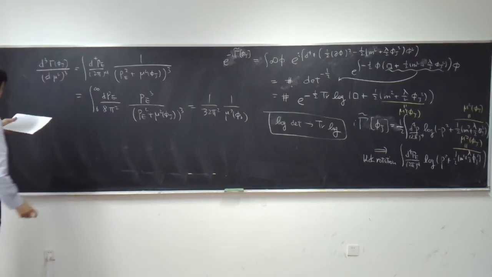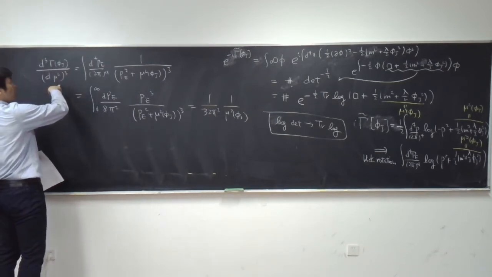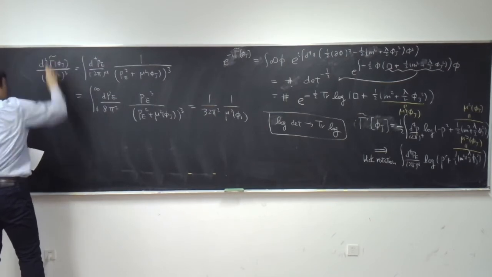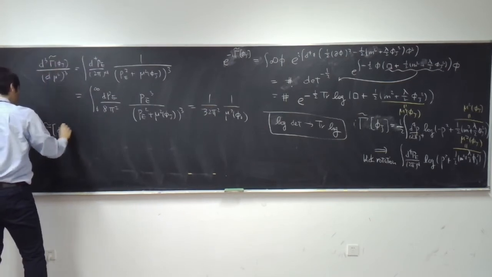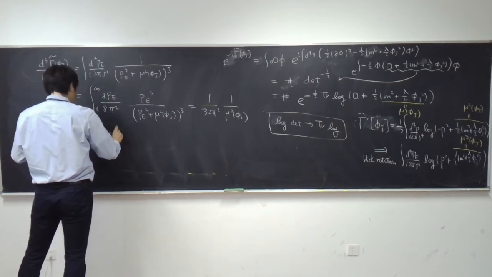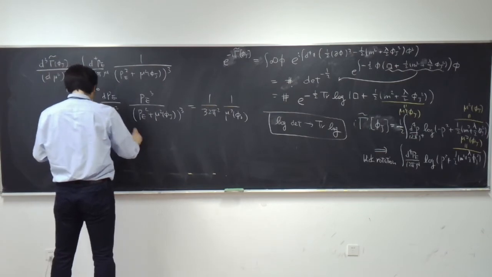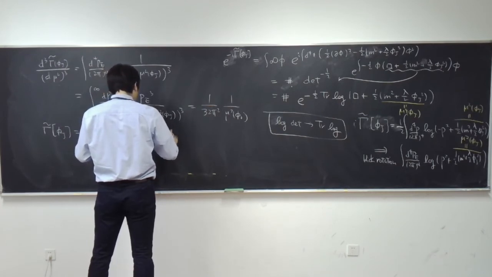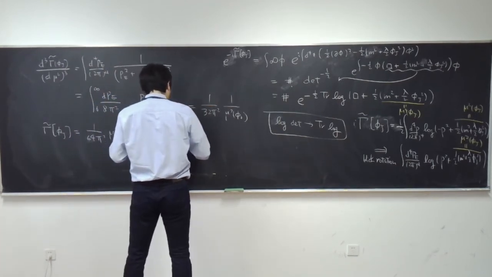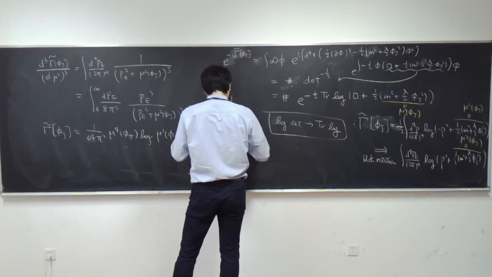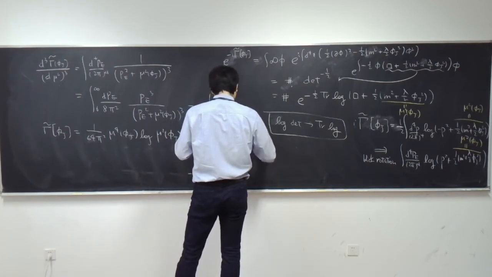Then if you integrate over mu^2 three times, what you will get is gamma tilde of phi_j equal to 1 over 64 pi^2 mu^4(phi_j) log of mu^2(phi_j) plus some constant times mu^2(phi_j) plus another constant times mu^4(phi_j).